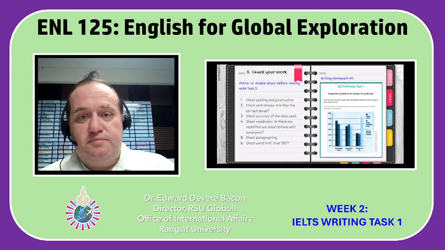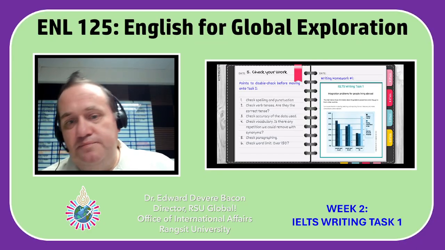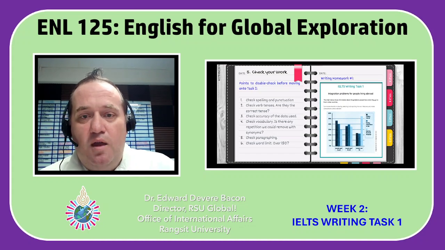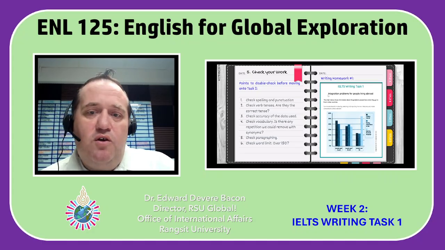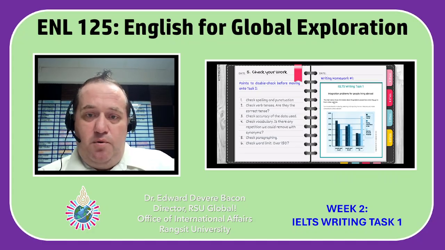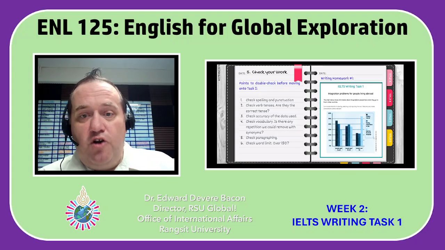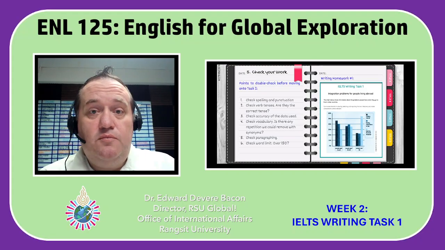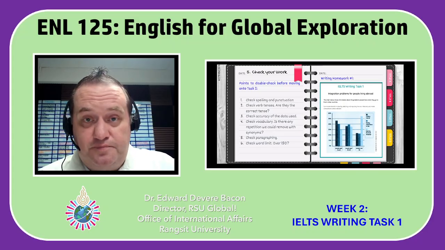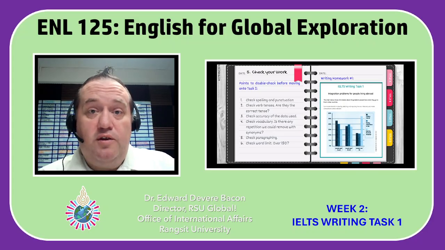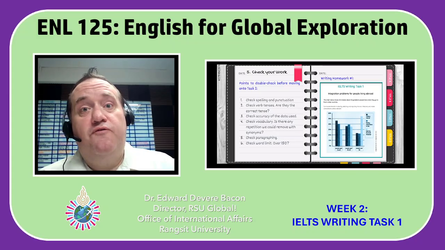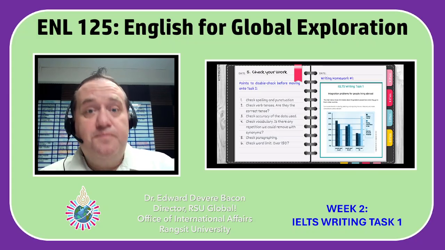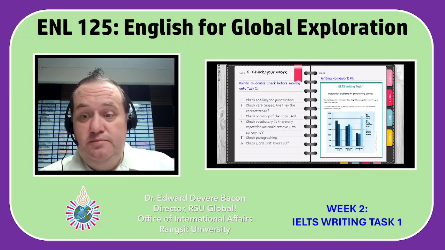All right. Okay, so this is an example of this. For example, writing homework 1. You get this here: the integration problems for people living abroad. You look at this chart, and you want to summarize this information. So this will be the homework for today. This first homework is going to be worth 5% of your grade, so you get 5 points for this. And this will be due next week.